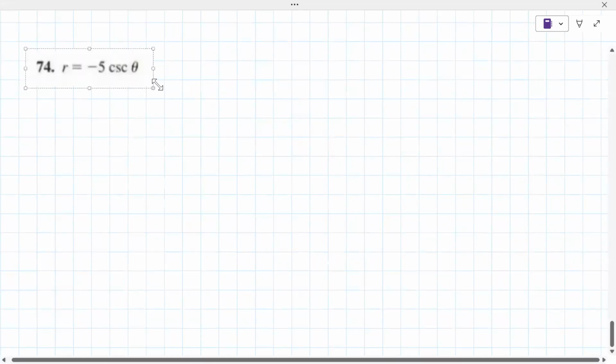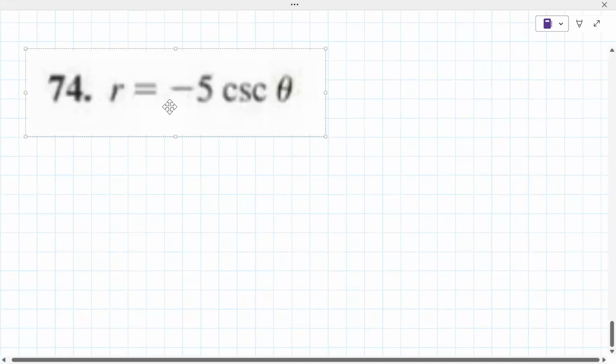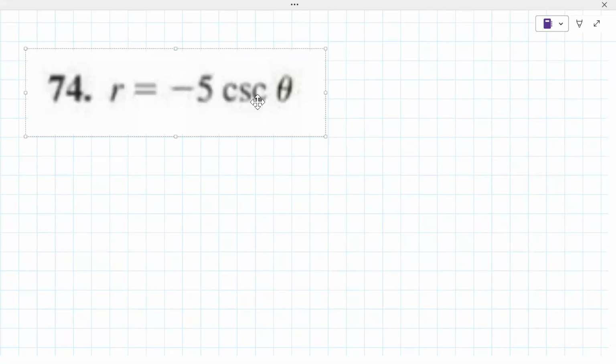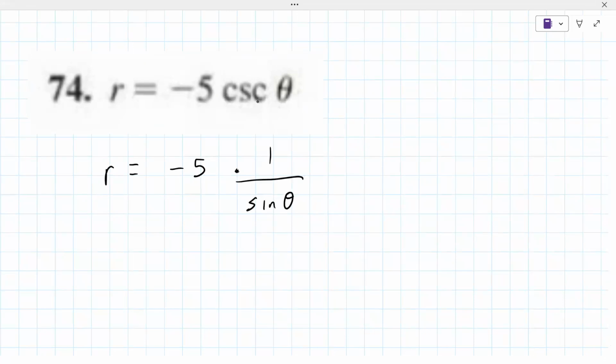Okay, let's take a look at 74. What is another way to rewrite cosecant of theta? Sine over cosine? It's cosecant, not cotangent. Oh, 1 over cosine. No, try again. 1 over sine. There you go. And what's the substitution for sine theta? Sine theta is y over r. Good.